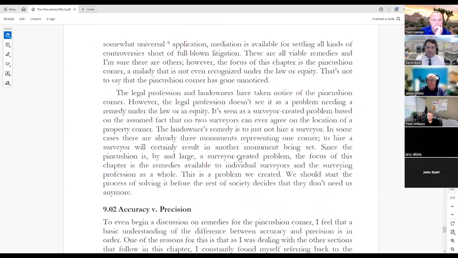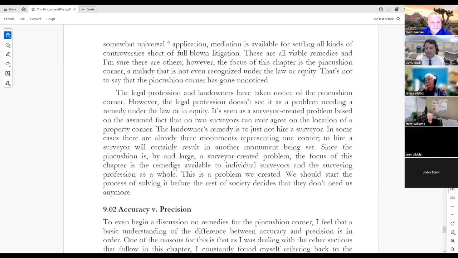However, the focus of this chapter is the pincushion corner, a malady that is not even recognized under the law or equity. That's not to say that the pincushion corner has gone unnoticed. The legal profession and landlords have taken notice of the pincushion corner. However, the legal profession doesn't see it as a problem needing a remedy under the law or in equity. It's seen as a surveyor-created problem based on the assumed fact that no two surveyors can ever agree on the location of a property corner. The landowner's remedy is to just not hire a surveyor. In some cases, there are already three monuments representing one corner. To hire a surveyor will certainly result in another monument being set.